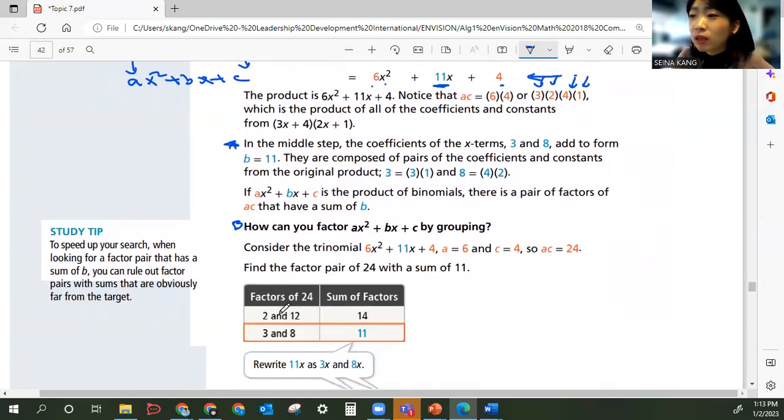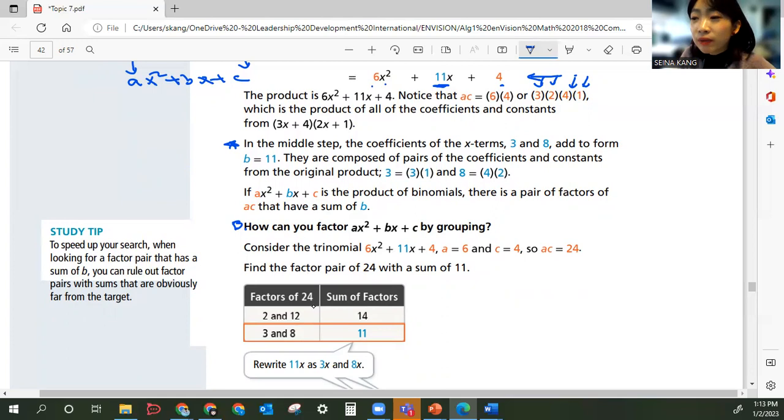Factors of 24 are 2 times 12 or 24 times 1, but that's not going to work because if you add them, it's 25 or negative 23. That's obviously not close to 11. So we're going to look at 2 and 12, and 3 and 8. 2 and 12, if you add them, it's 14, and it needs to be positive 11. So we need positive factors. 3 and 8, if you add them, it's 11.